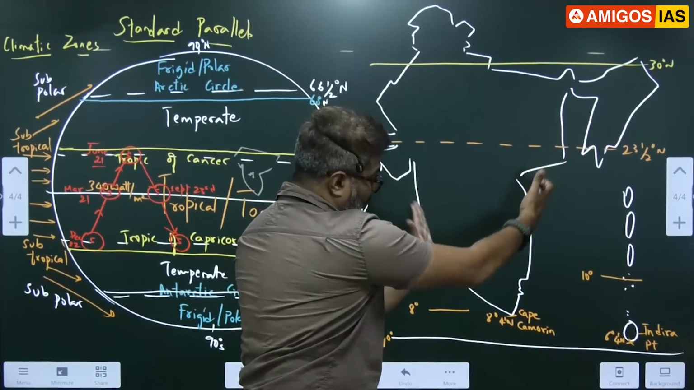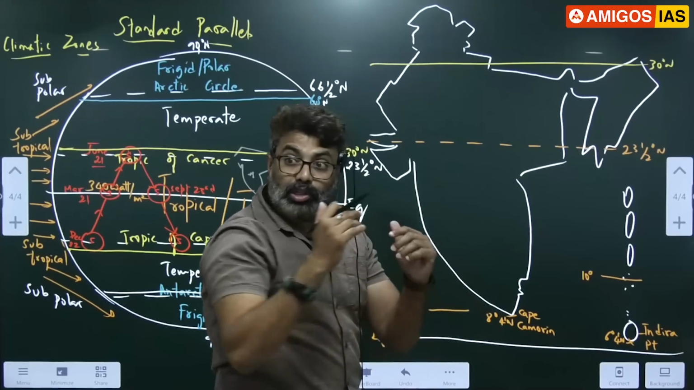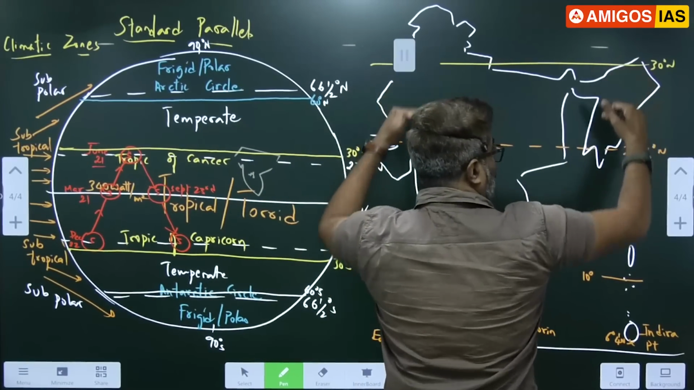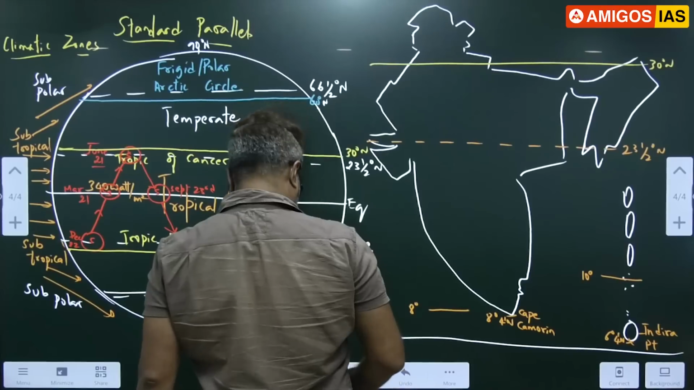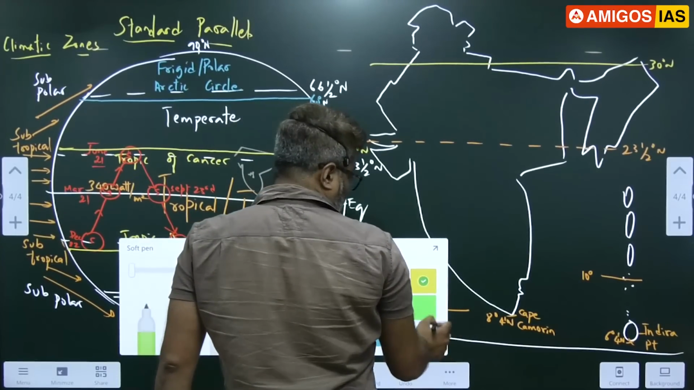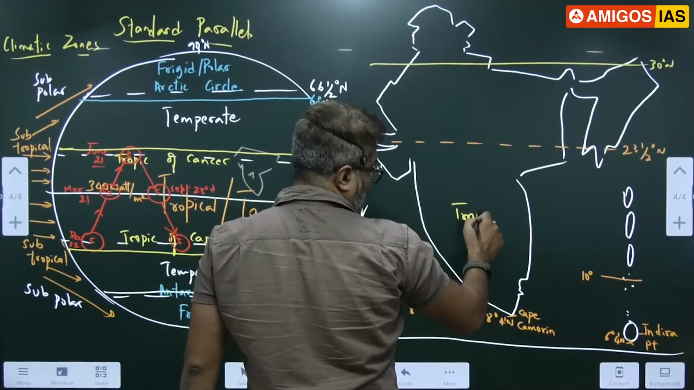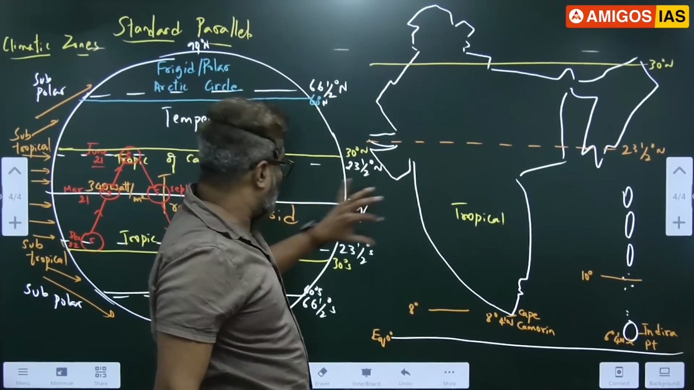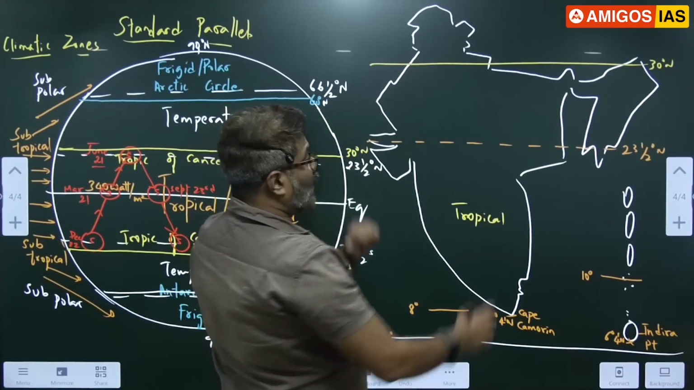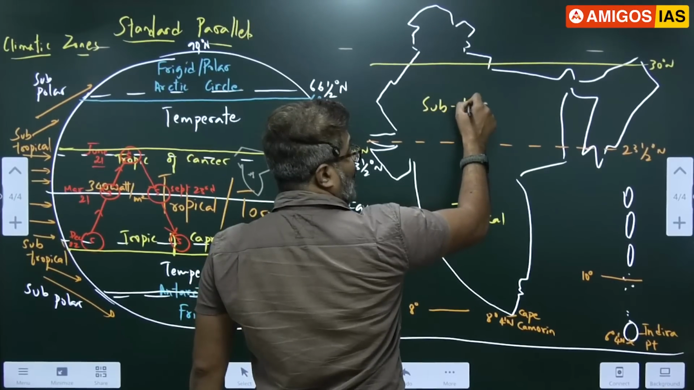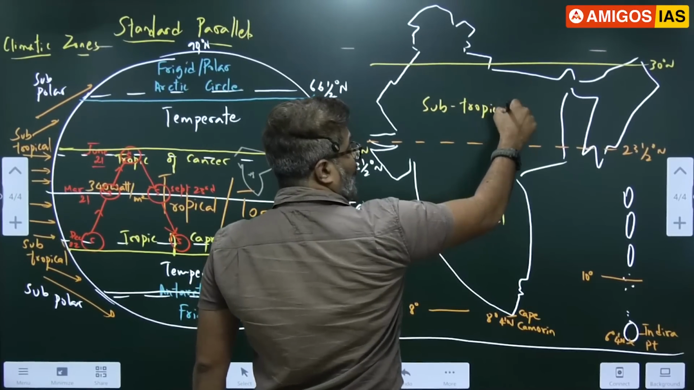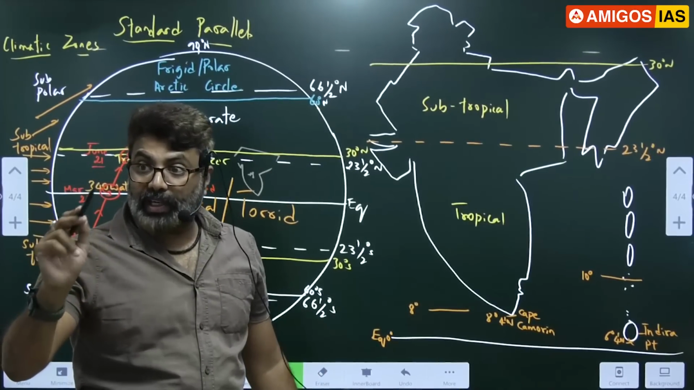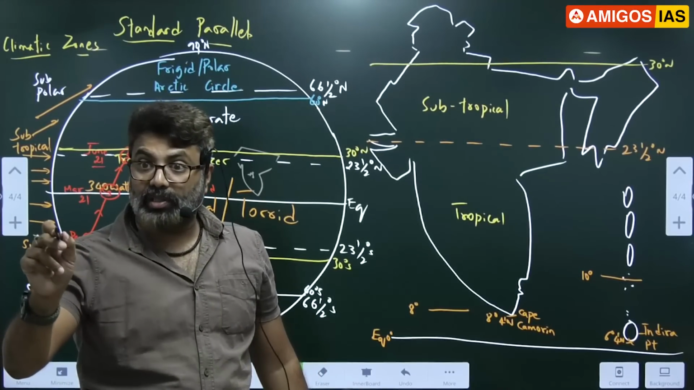Here you notice land is decreasing. But most of our land comes where? Here. 23 to 30. So can I say this part of India is tropical India? Equator to 23.5 is what? Tropical. 23 to 30 is what? Subtropical. Clear to all? That means most of India's population, most of India's land comes in which region?